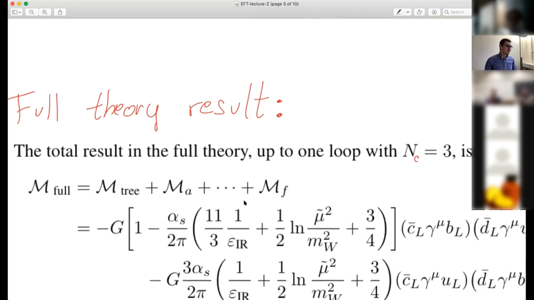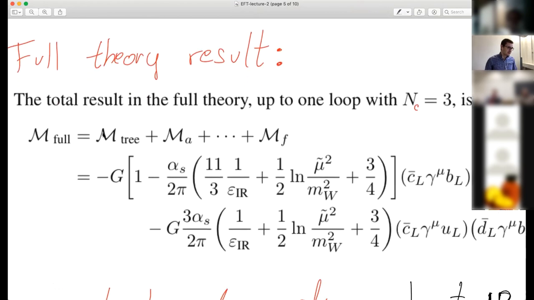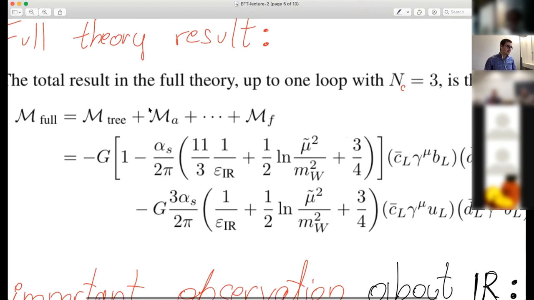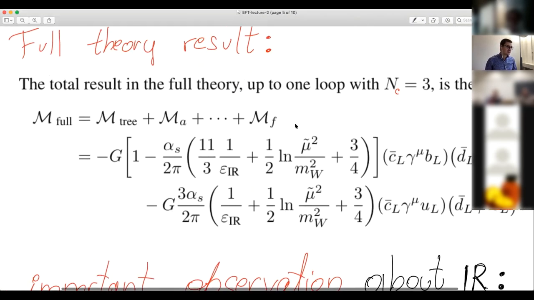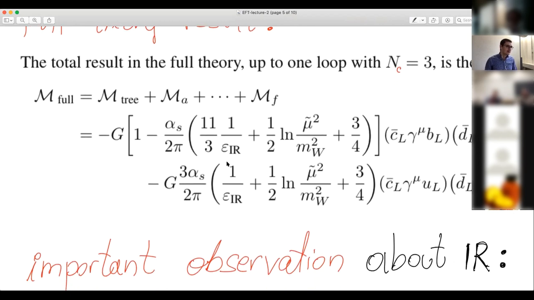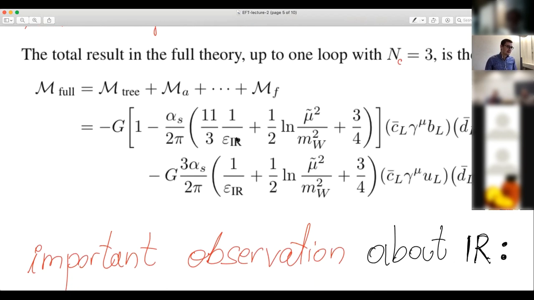All right, so what is the final theory result? You have to sum up all the diagrams, including the counterterms, and then you cancel the UV divergence. So your amplitude is UV finite. However, it still has the infrared divergence.